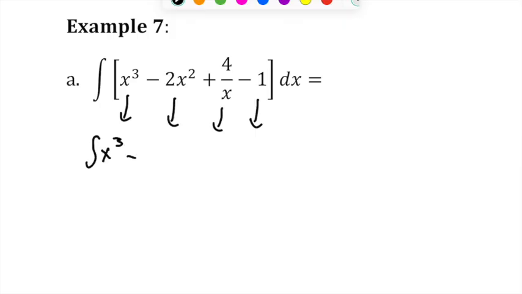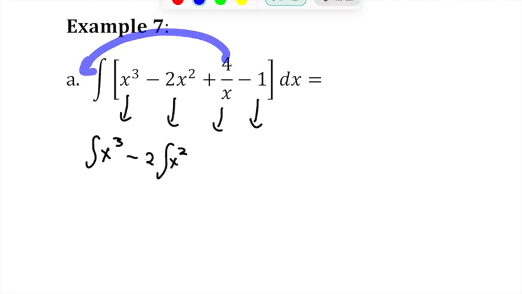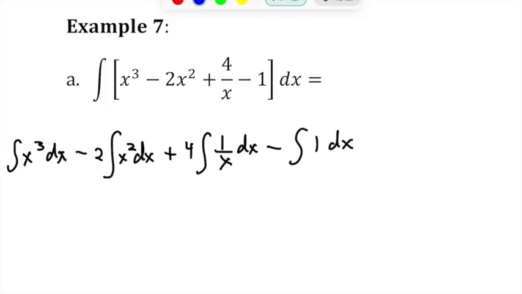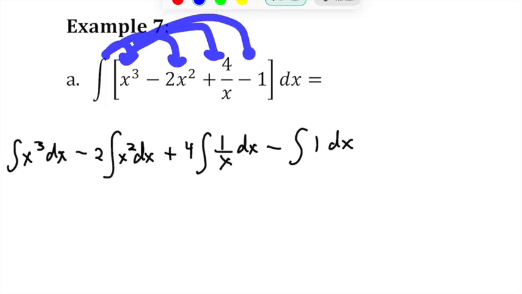And again, I don't think you should show this much work. So minus, we're going to move the 2 out here. The 4, we're going to move that one out there. So we're going to take the integral of 4 over x. And now each of these, again, should have dx. Actually, let me put those in. And so again, just to reiterate, I took the integral of each of these parts separately.